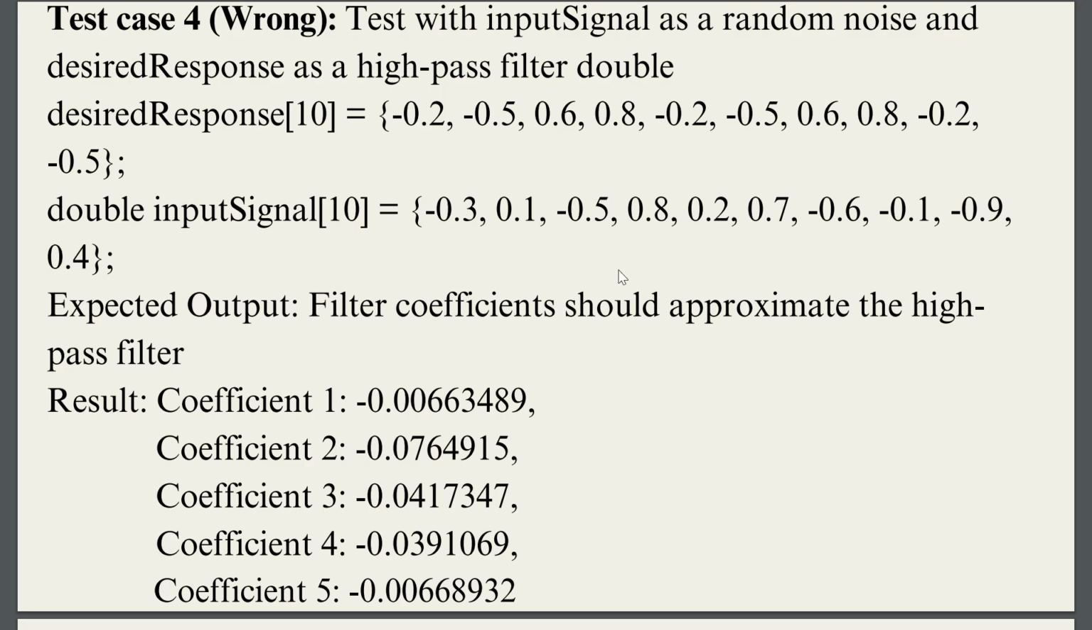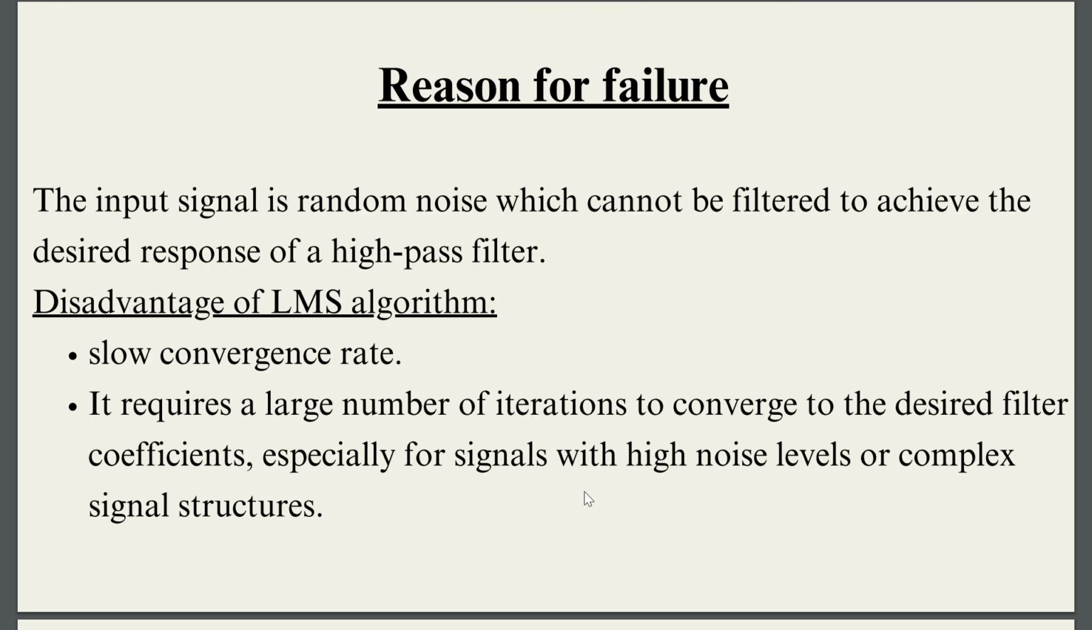In this we have given input signal as a random noise and desired response is a high pass filter. So what is the expected output? The expected output should approximate the high pass filter. But if we see these coefficients, it is not approximating the high pass filter. So this is a wrong test case. And what is the reason for failure behind it? Because we have given input signal as a random noise and it cannot be filtered to achieve the desired response of a high pass filter.